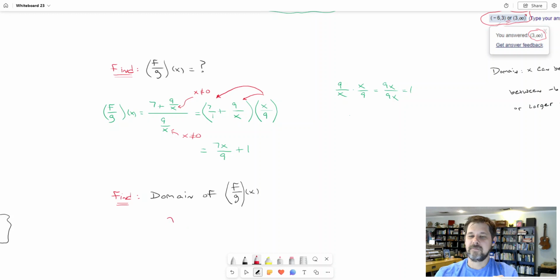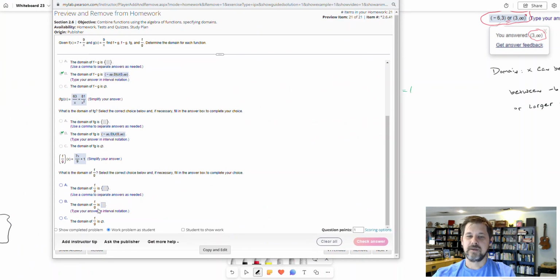So the domain turns out to be the same as it was in the other parts of this question. The x can't be 0, okay? And if you have to put that as an interval, you would do that like this. Negative infinity to 0, union 0 to infinity. So let's put that one in, and then we'll be done with this question.